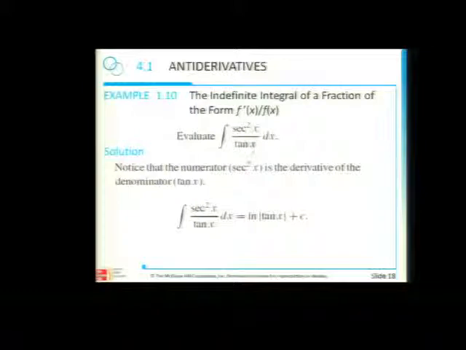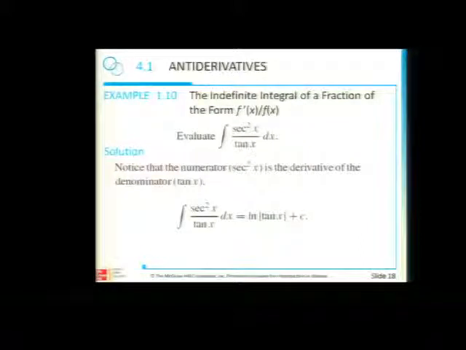If you observe this, if f(x) is tangent, then differentiating tangent gives secant squared, one of the differentiation rules. Differentiate tangent, you get secant squared. So you can see this is also in the form of f prime over f. So this f is tangent, and secant squared is the differentiation of tangent.